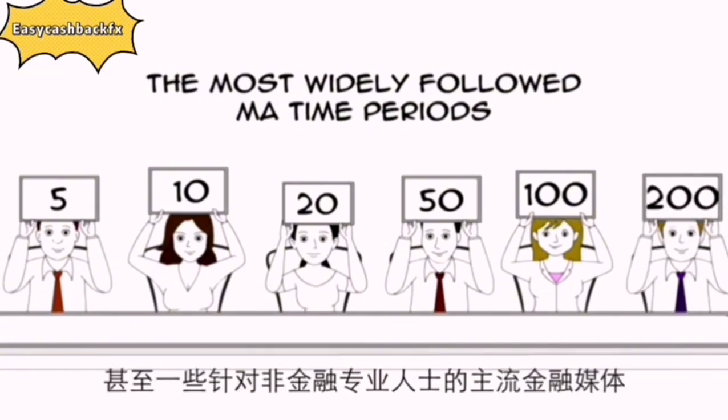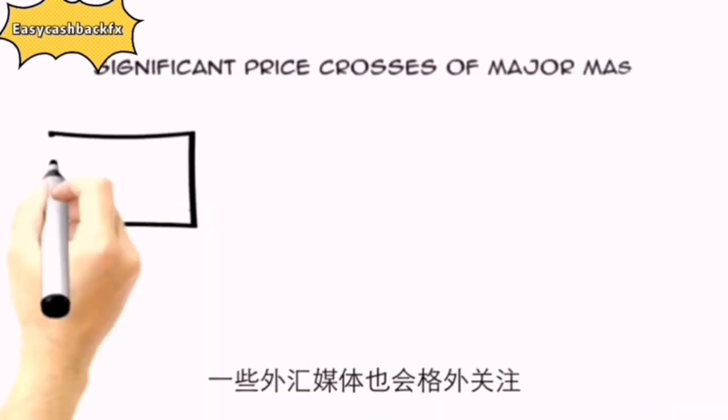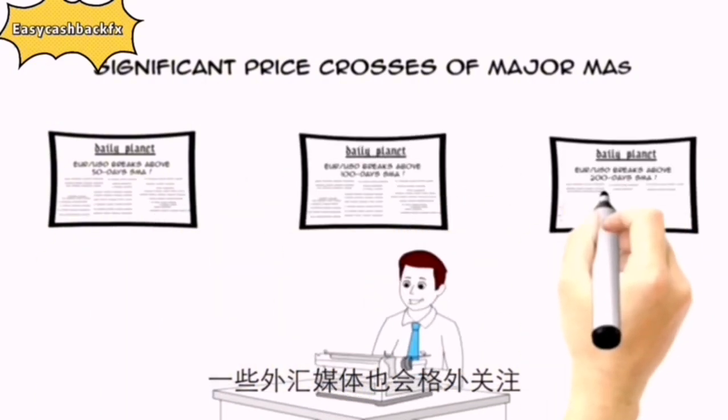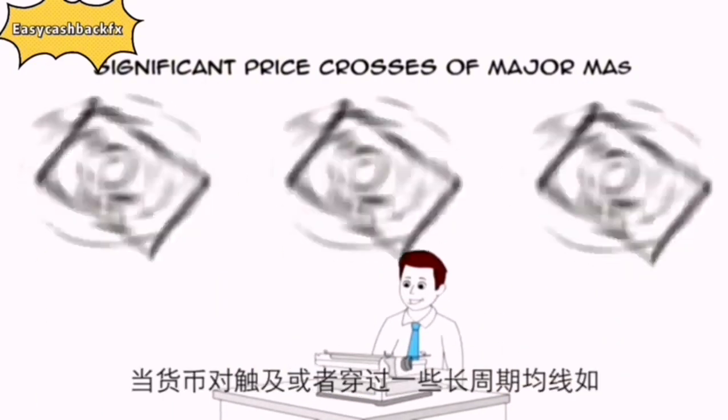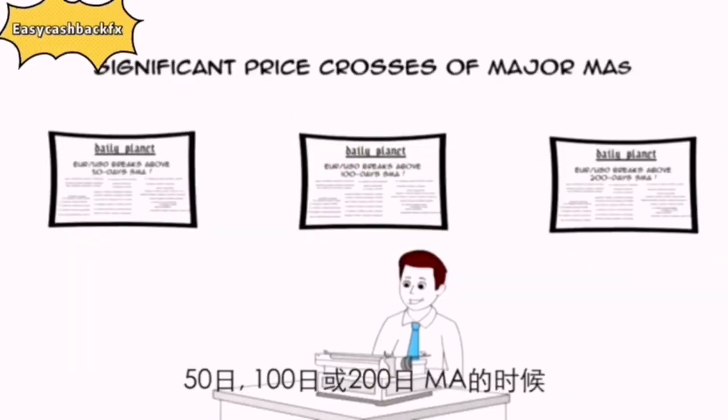Even the mainstream financial press aimed at laymen will often mention when one or more of the major stock indexes crosses its 50 or 200-day moving average. The Forex internet media will regularly take notice if a major currency pair hits or crosses one of the longer duration moving averages, like its 50, 100, or 200-day moving average.